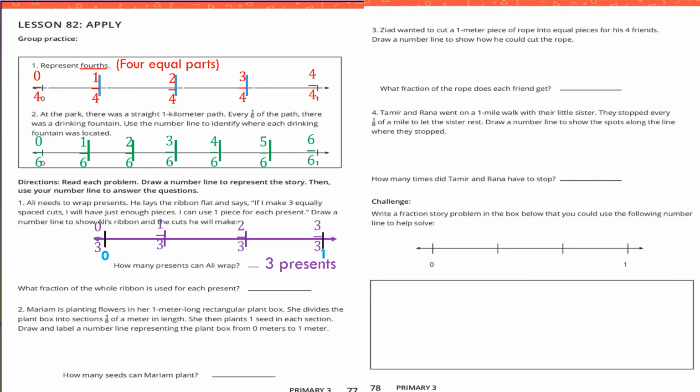Okay? Number 2, what fraction of the whole ribbon is used for each present? What is the fraction for each present, for each part? He said one piece for each present, one piece from the total. The total, how many parts? 3. I want one part. So the fraction is 1 out of 3, the total. Okay? So the fraction of the whole ribbon used for each present is 1/3.